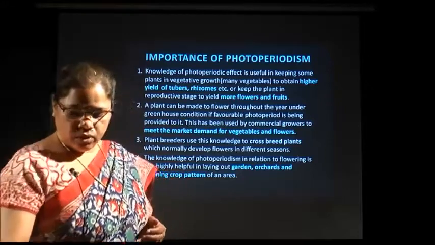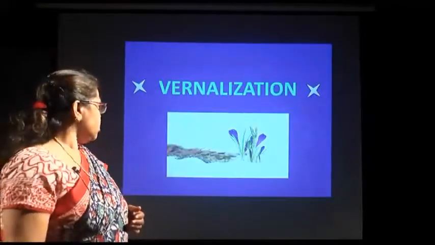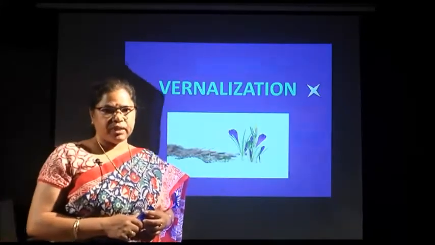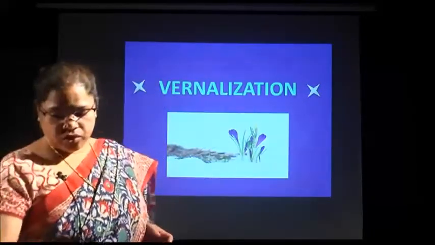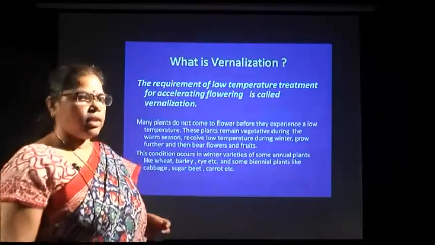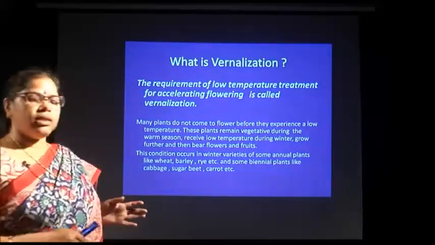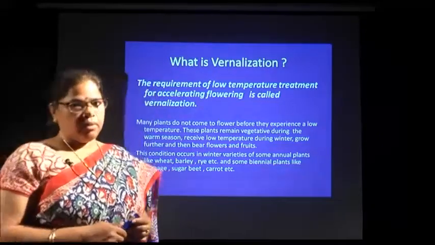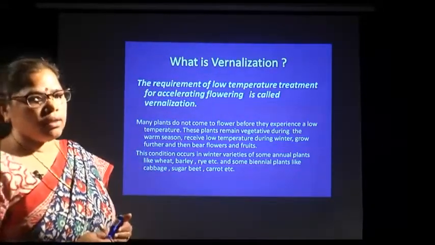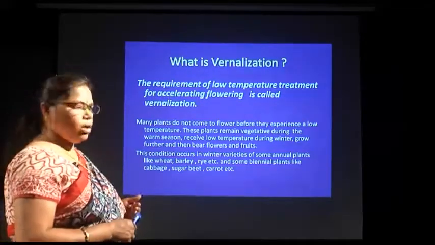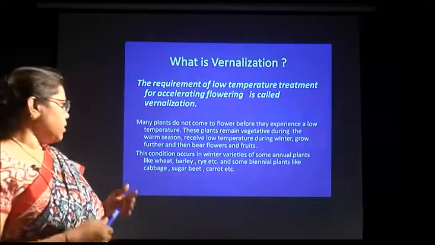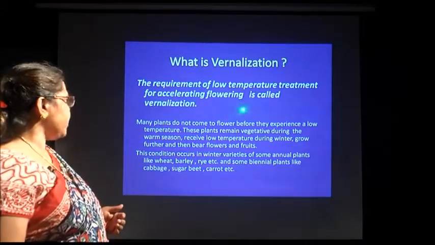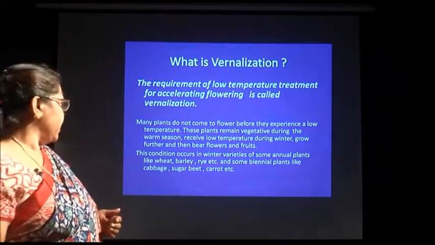Then another physiological aspect which we will discuss, the last one for discussion, is vernalization. What is vernalization? Vernalization is a process by which some plants need some low temperature treatment for their flowering. For their flowering they need a cold temperature or low temperature before flowering occurs, so that they can flower. The requirement of low temperature treatment for accelerating flowering is known as vernalization.